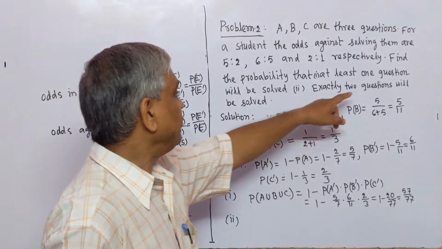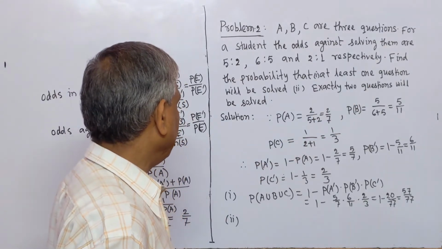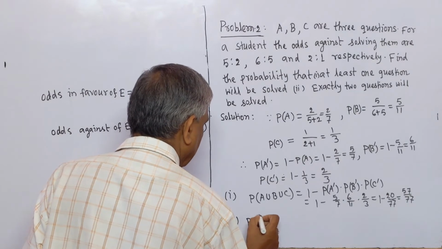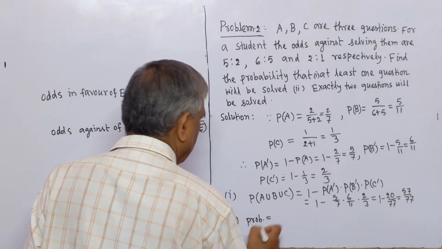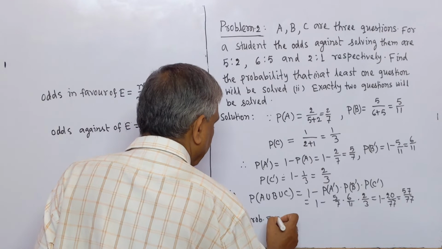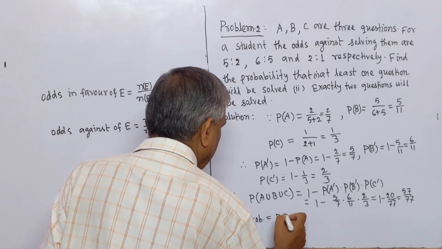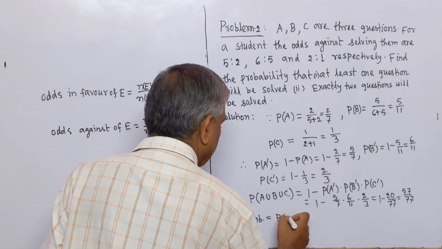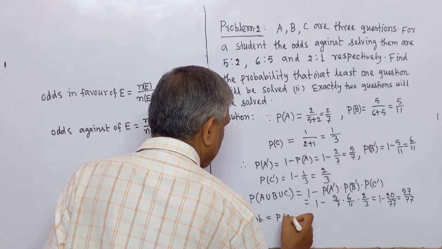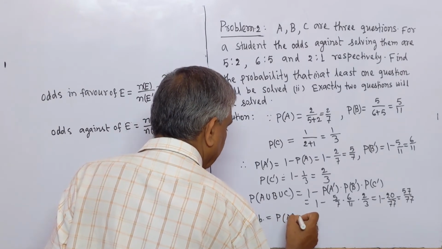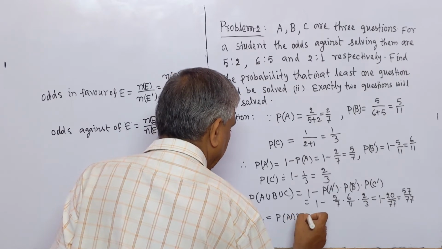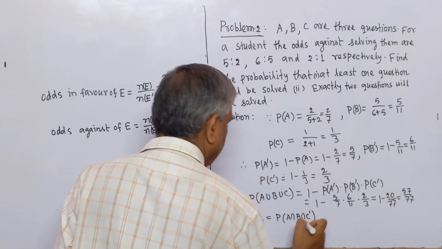Here exactly 2 questions will be solved. Means probability of exactly 2 questions will be solved, means first question will be solved intersection, second question will be solved, and third question will not be solved.